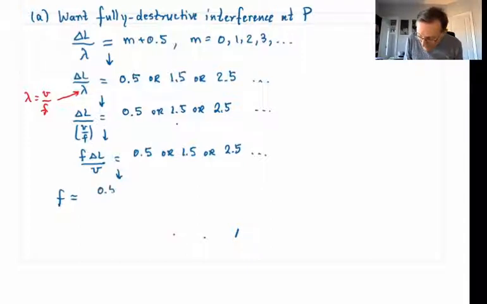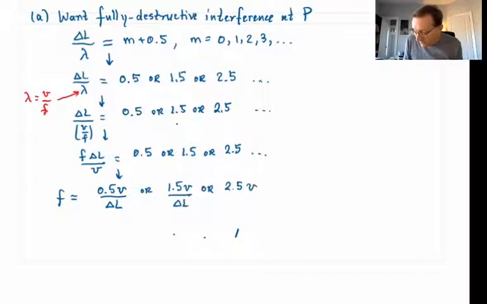So 0.5 times V over delta L, or 1.5 times V over delta L, or 2.5 times V over delta L.